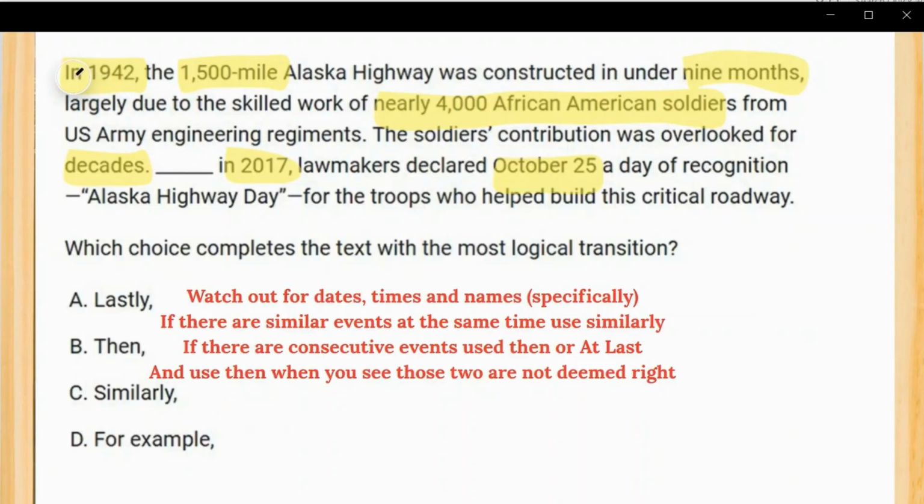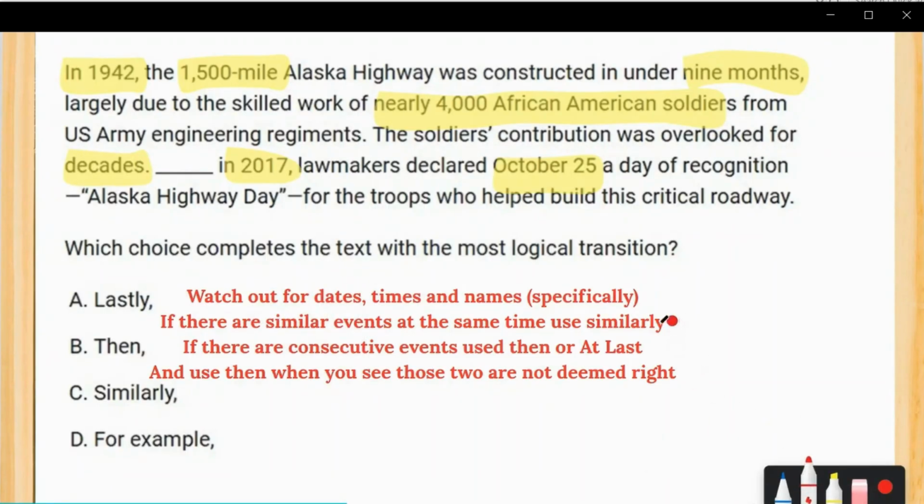Why? Because the event that happened in 1942 was about construction of the highway. The next line is about their contribution, which has been overlooked. It is about another decade, so there is a gap between decades. Then the last line says 2017, at the very end: lawmakers declared October 25 as a recognition day. So they may be similar in the event, but they are not actually similar because they have different timelines. Obviously, they are not similar events. So this choice is wrong.